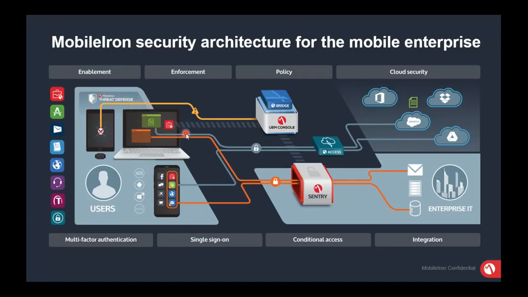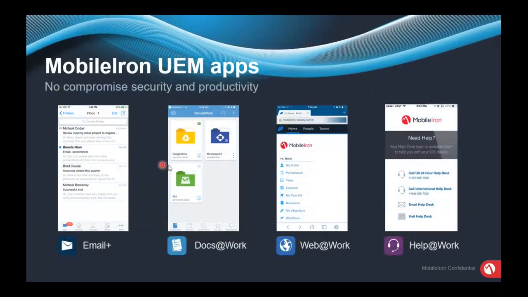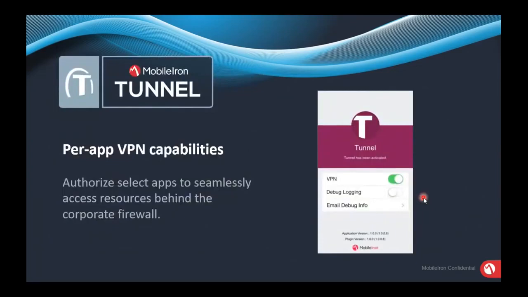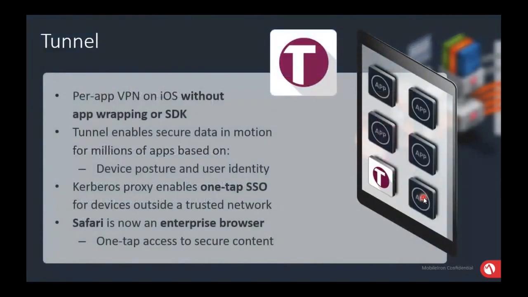Okay. So like I said, these are the MobileIron EM apps. We have Email Plus, Docs at Work, Web at Work, and Help at Work. And MobileIron Tunnel. The tunnel, as I mentioned, is used for per-app VPN. So if you have an Outlook application and a Power BI, or even a Chrome for your user to access your internal resources, this tunnel will be used to authorize with the MobileIron core, and it will pass the traffic on to the backend resources.